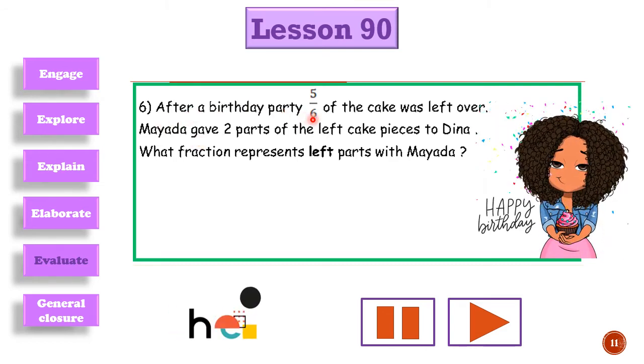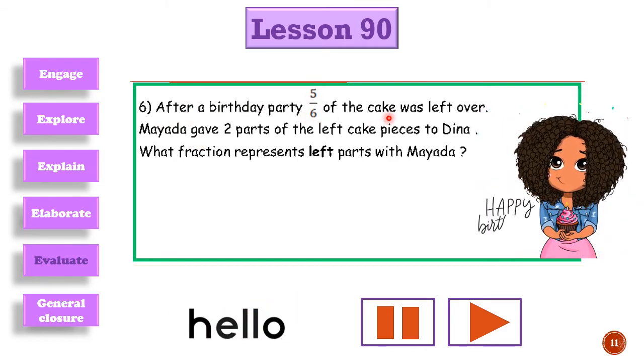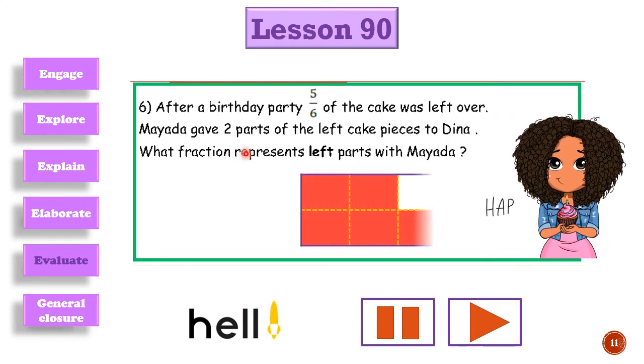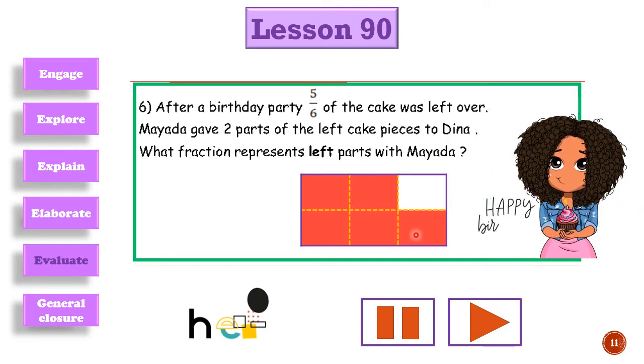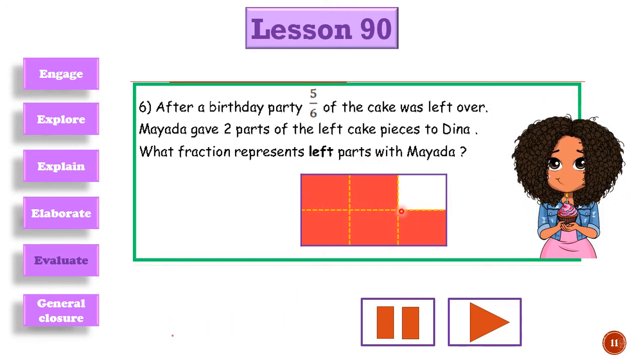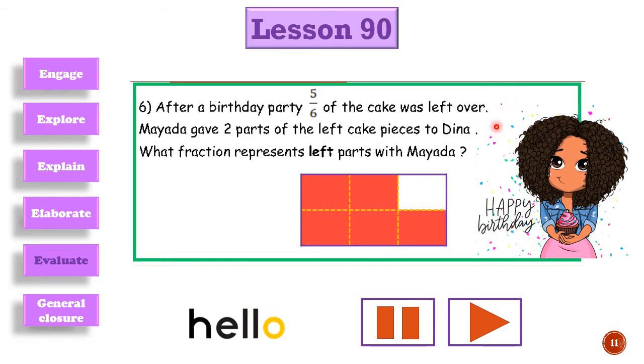After the birthday party, 5/6 of a cake was left, like this. We have a rectangle and divide it into 6 equal parts. Just the left will be 5 parts out of 6. This part is eaten already.